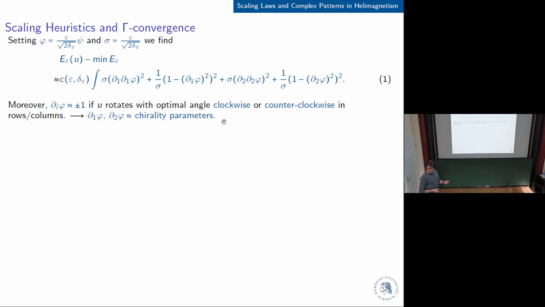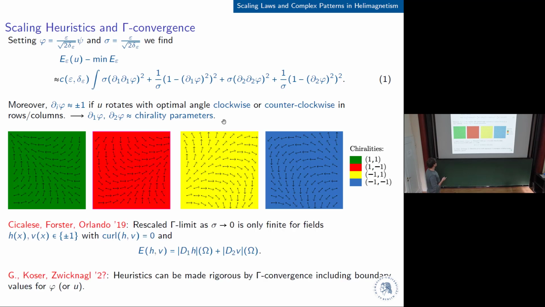And so also, if you compute everything back, then the x or y derivative of phi being plus or minus 1 corresponds exactly to the situations where the original spin field rotated clockwise or counterclockwise with the optimal angle. This is the picture of the 4 different states again. And then what Marvin Koser and Orlando did is they essentially looked at this energy, they rescaled it, so you saw this parameter, and then looked at the limit as sigma goes to 0.